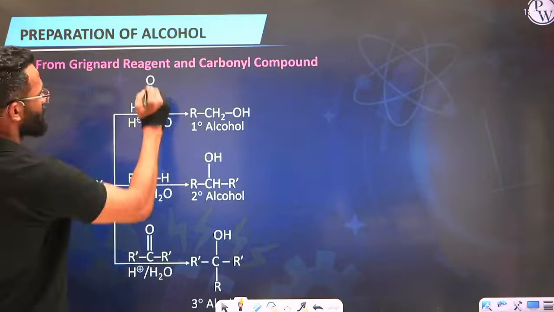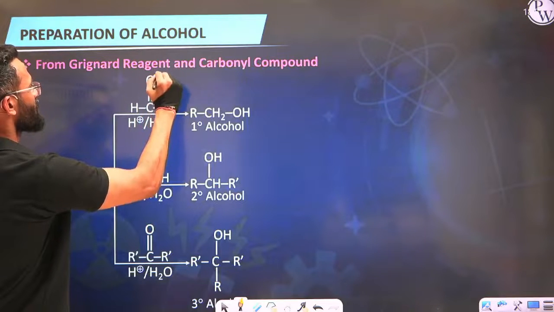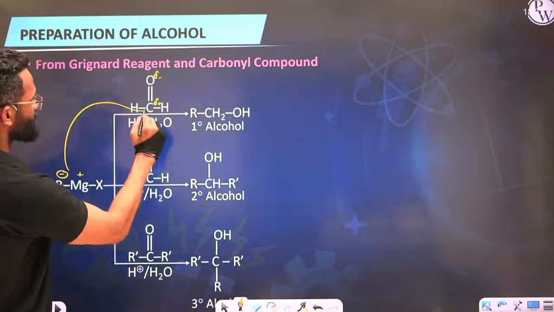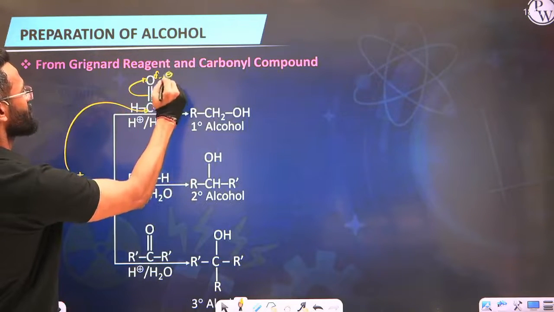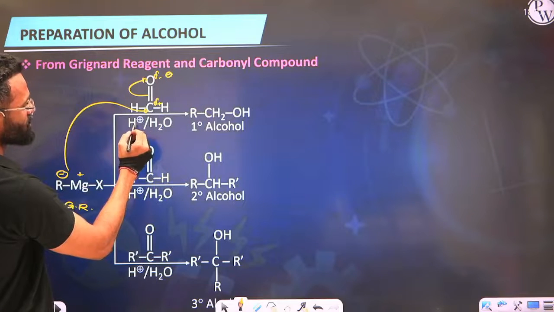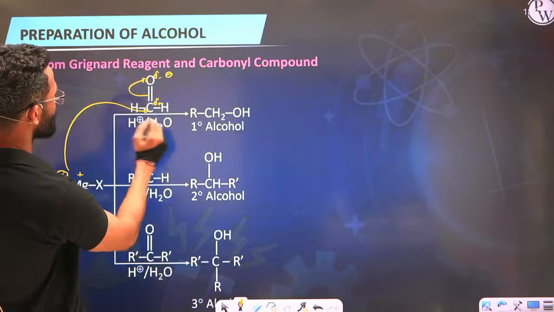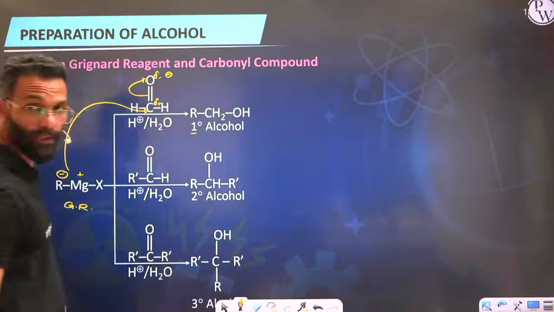And across carbon and oxygen, carbon being less electronegative acquires delta plus, and oxygen will carry delta minus. So R minus attacks at this delta plus, the pi bond breaks to become O minus, which then undergoes protonation from acid hydrolysis. So the product will become RCH2-OH, which is a primary alcohol.